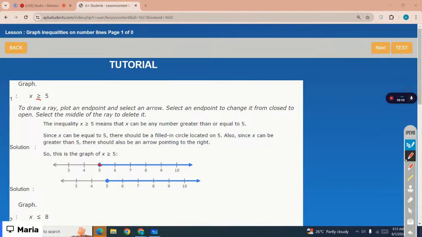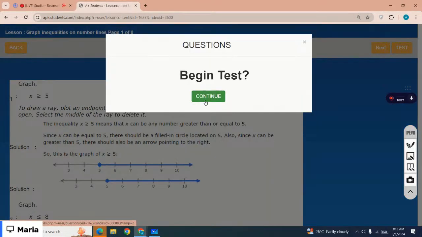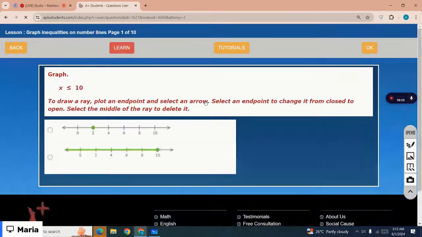Okay, let's just start with the test questions. X is less than or equal to 10. So you are given two graphs. You have to see which of them is the correct one, right? X is less than or equal to 10 means X can be any number that is less than 10 and 10, because that is also equal to 10, right?